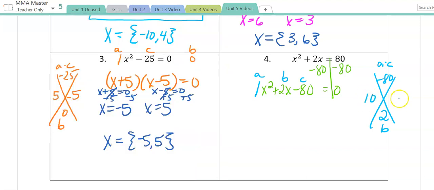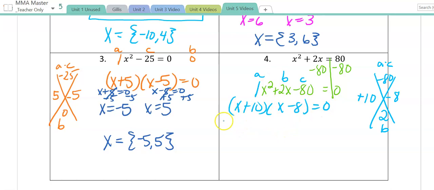So I'm going to do 10 and 8. Now it's a positive 2, which means I have more money, which means the 10 I have more is a positive and the 8 is a negative. So I'm going to come down here and write that x plus 10, x minus 8 is equal to 0.